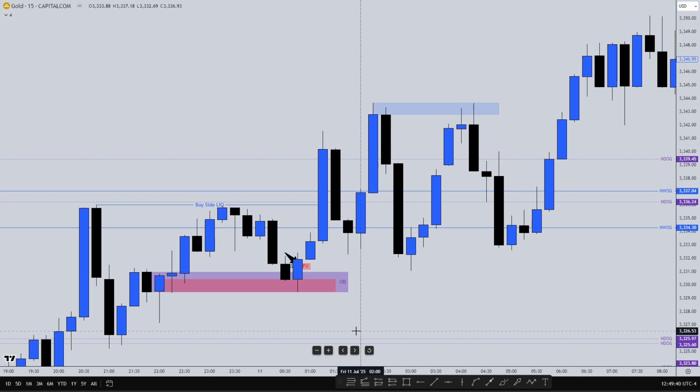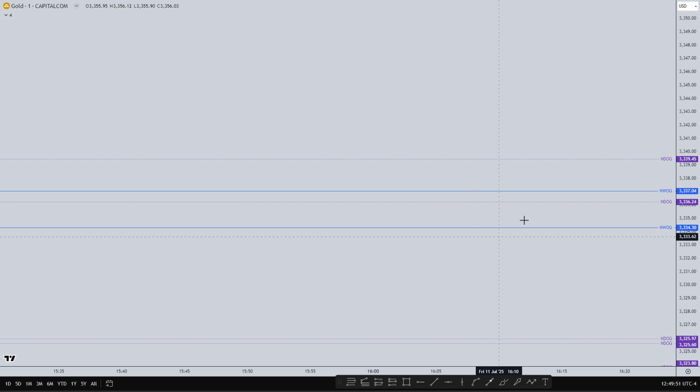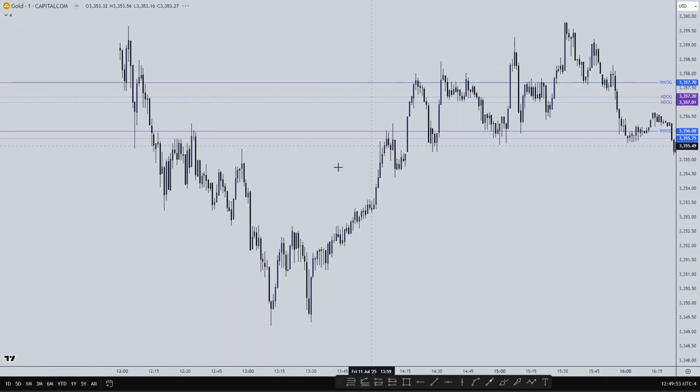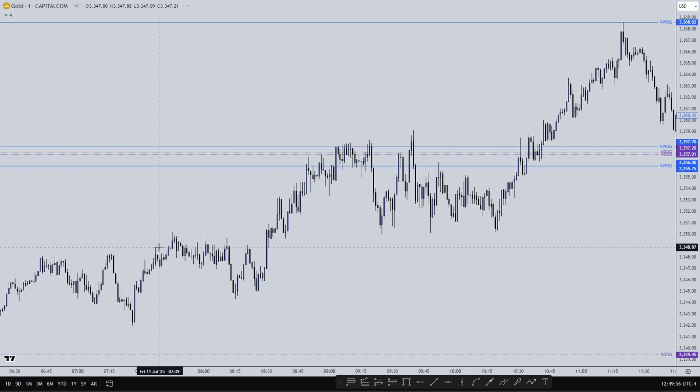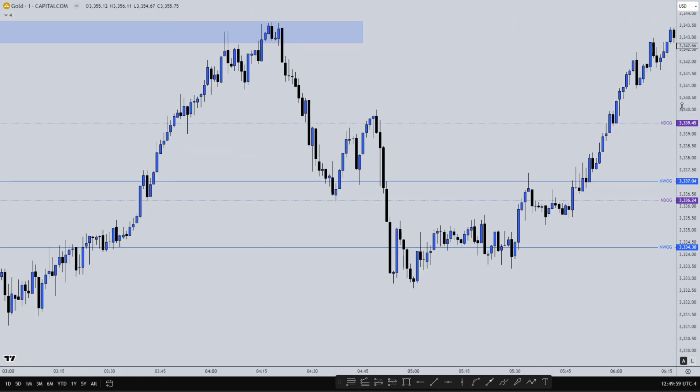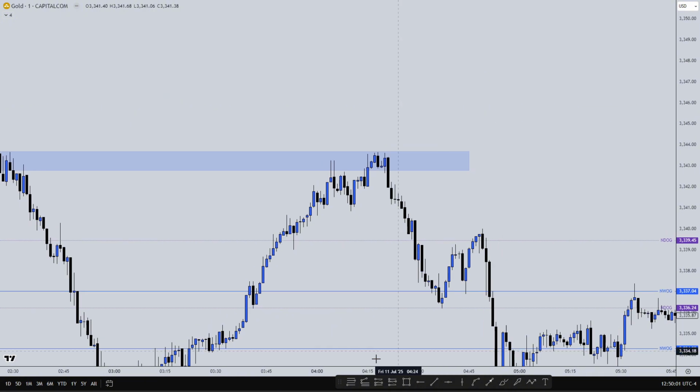Normally, I don't know why, but thanks to ICT, who taught us how to look at the markets in time first and then the price. So the macro, which is 4:15, which is here, 4:15 to 5, but I would take it to 4:30, which is here.